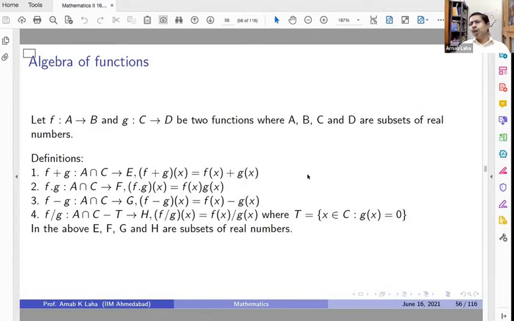We have to be a little more careful when we are looking at divisions. So f(x) by g(x). When g(x) is 0, because division by 0 is undefined in mathematics, we have to remove those points from the domain. So the domain of f by g is slightly smaller than the domain of f plus g, f dot g or f minus g. The domain is A intersection C minus T, where T is the set where g is equal to 0.